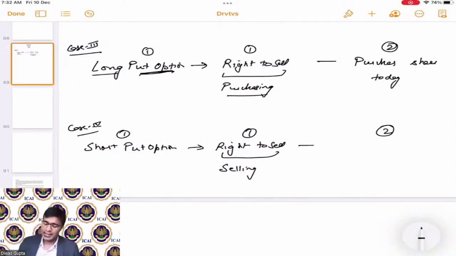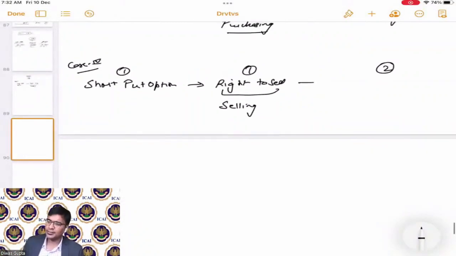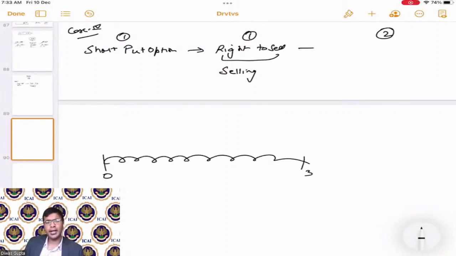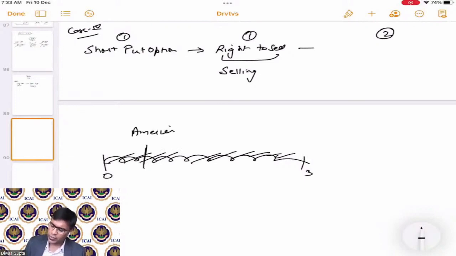Yes, Namita. That is what the American option is. An American option gives you a right to execute the right, whatever the right is, up to the expiry on any date. That's what we discussed. This is the American option, 0 to 3 months. For an American option, you can execute here, here, anywhere, and even just 2 days before the expiry, whenever you want.